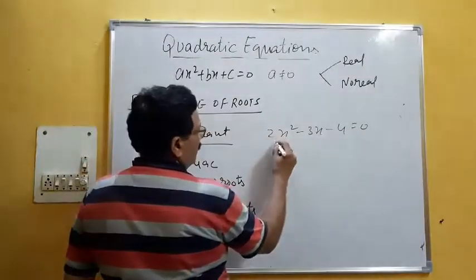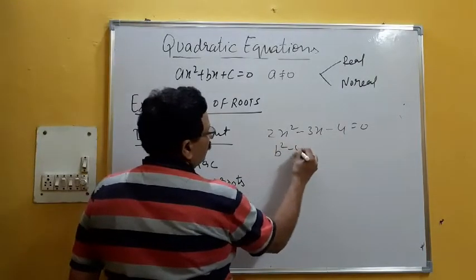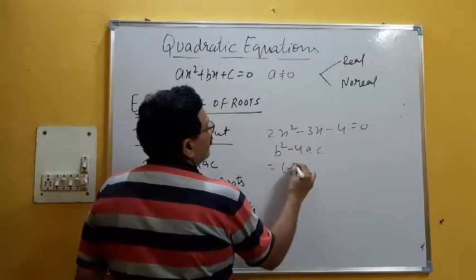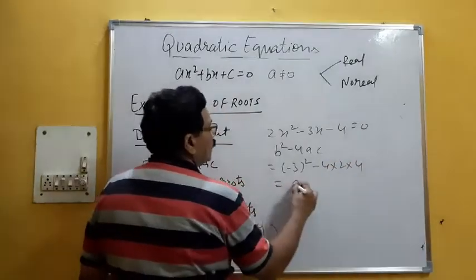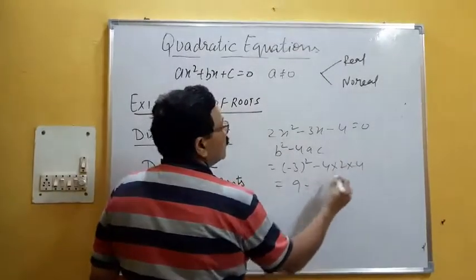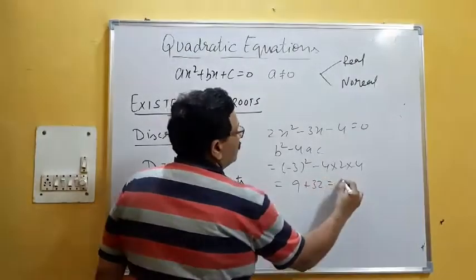Now here b is minus 3. So I am calculating b square minus 4ac. Minus 3 square is 9, minus 4 into 2 into 4, that is minus 32. So minus 32 plus 9 gives minus 23.